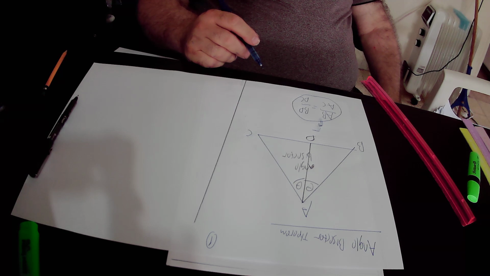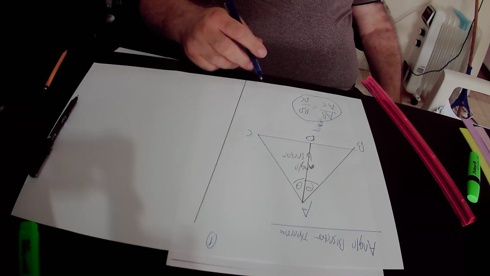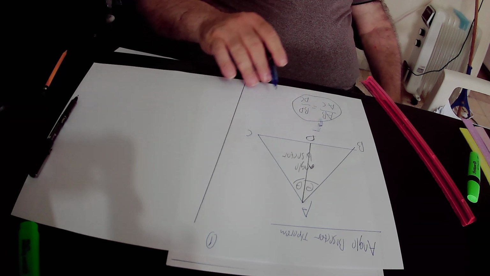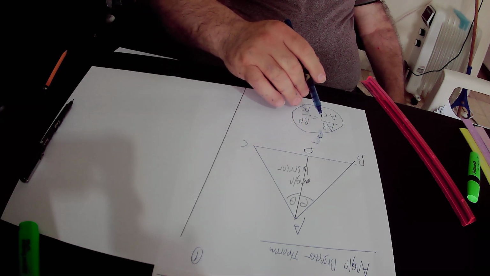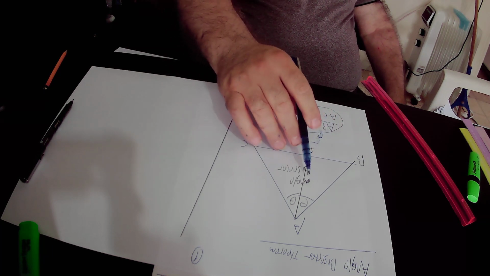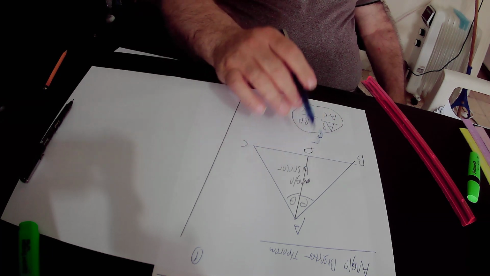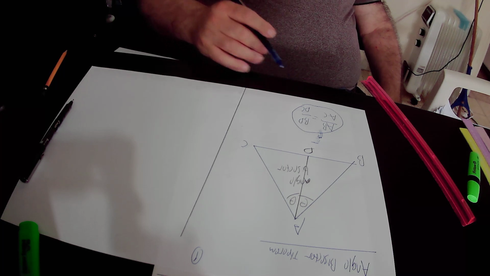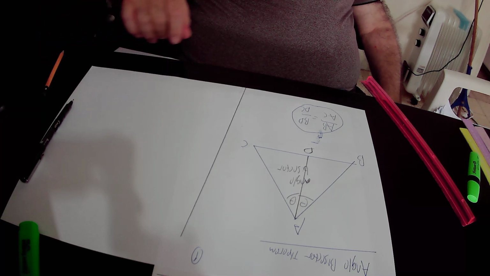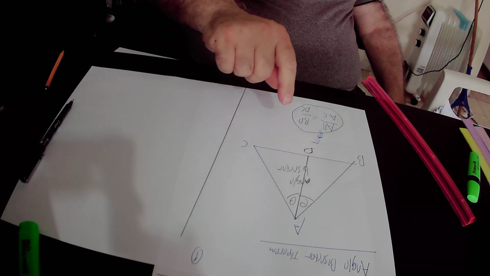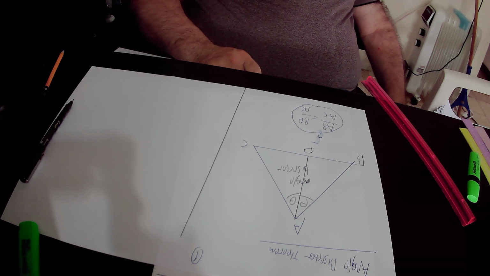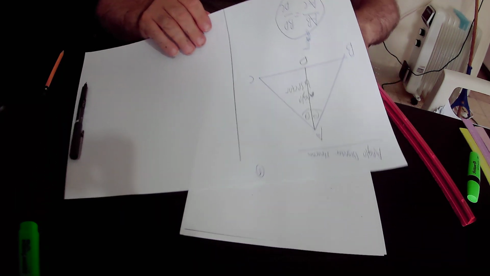I'll repeat again. According to the angle bisector theorem, if we have this triangle ABC, that could be any triangle, and we have the angle bisector AD, AD is angle bisector because it divides angle BAC into two halves, each half equals theta. So according to the angle bisector theorem, the following equation is true: AB over AC equals BD over DC.